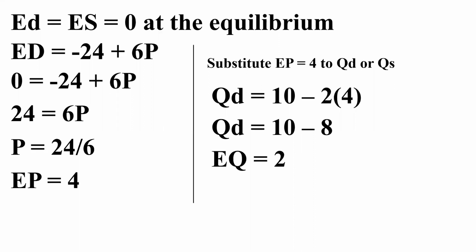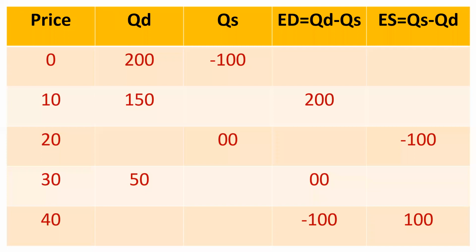Right, that's the equation method. Then we'll go for the schedule. You see how to find excess demand and excess supply using the schedule. Here you are given two values in each case, and you are supposed to find excess demand and excess supply. Look at the second one: you are given QD and you are given excess demand. So you can find QS.